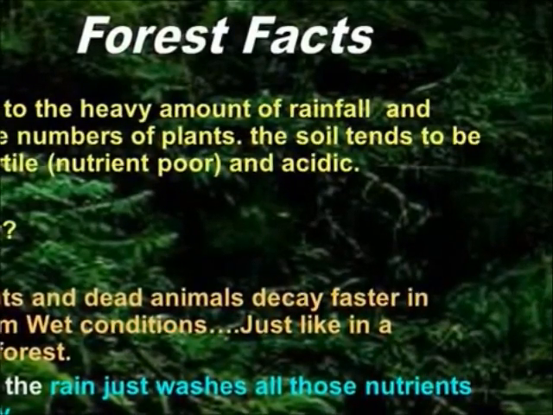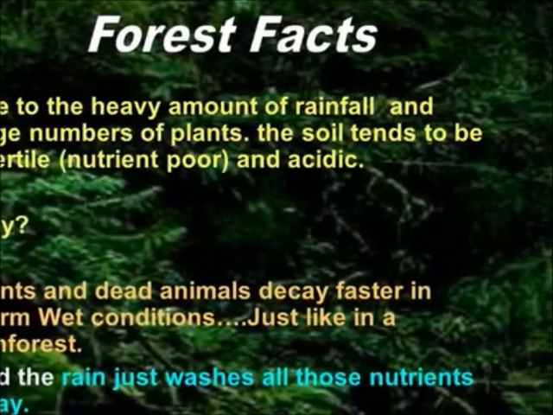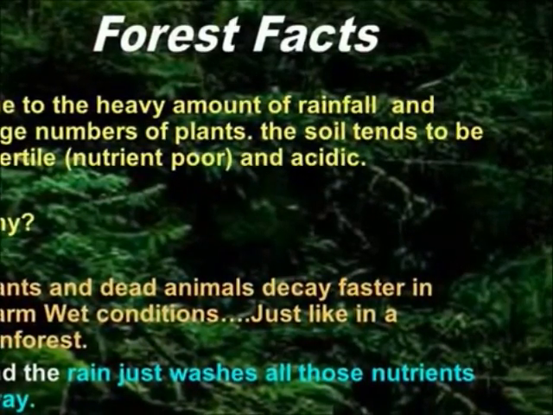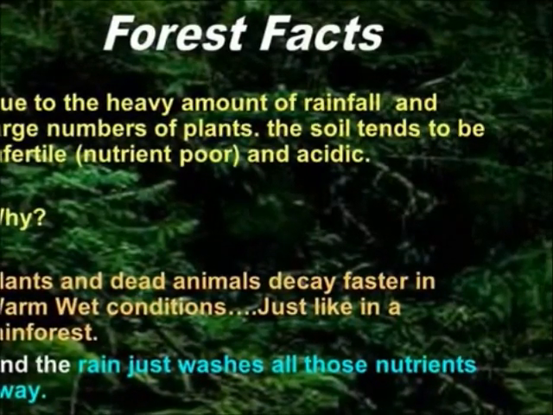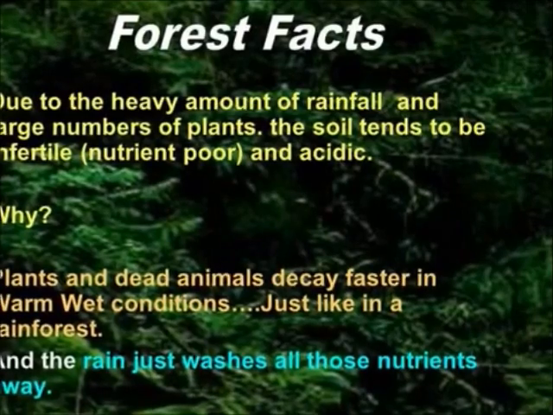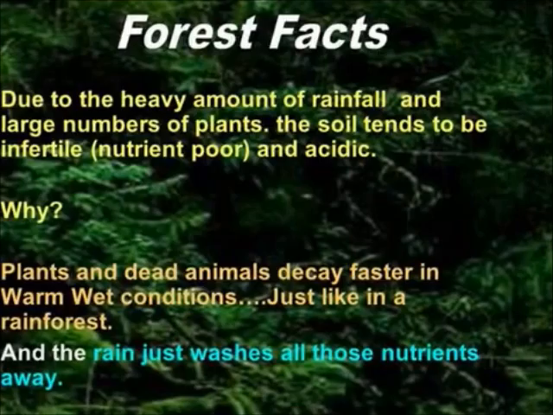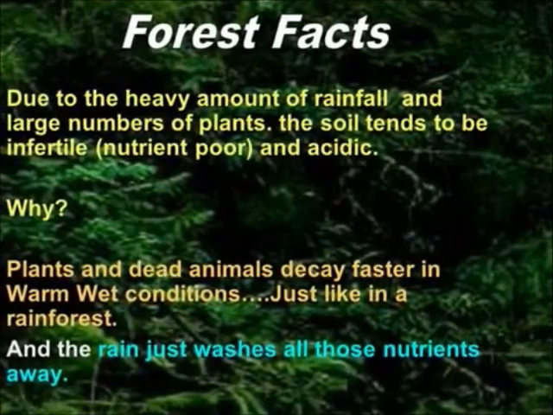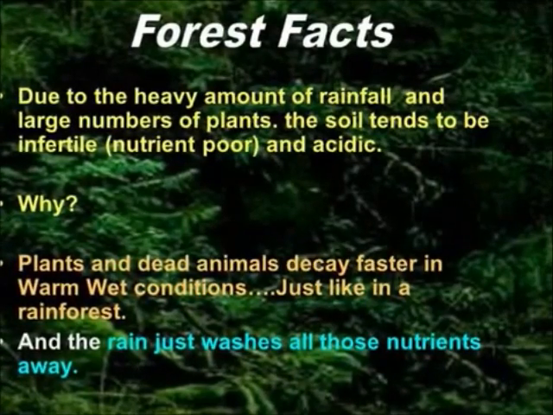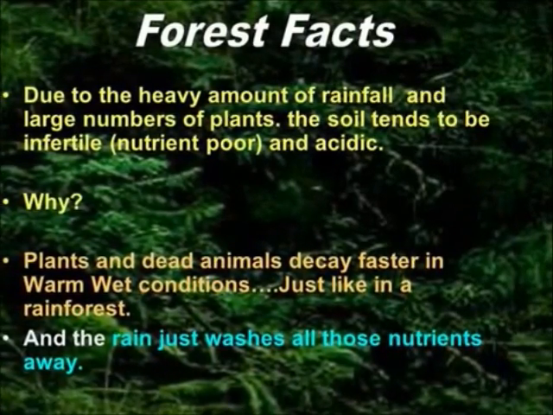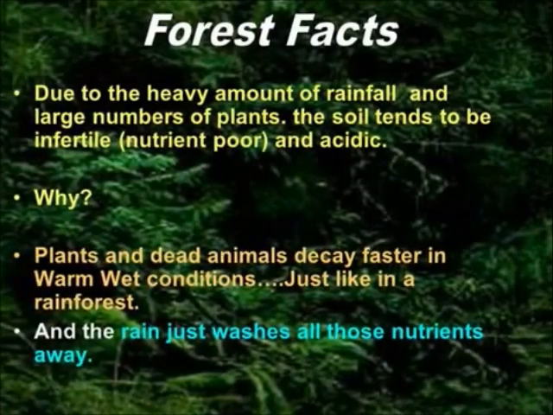Why would the soil be so poor if there's all these plants decomposing? Well, they do. They decompose very quick in warm, wet conditions. But what also happens is the rain comes down and it washes all those nutrients away almost as quickly as they're formed. So the plants have adapted to that. They pick up nutrients very quickly, but the soil itself does not hold a lot of nutrients. We'll be talking about other biomes where the nutrients stay in the soil, much like a grassland.